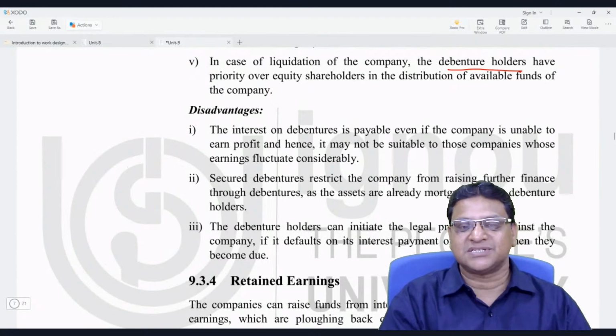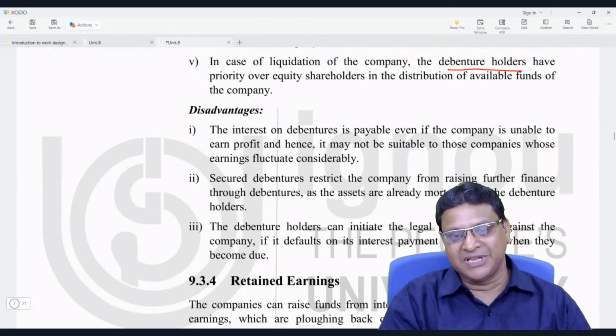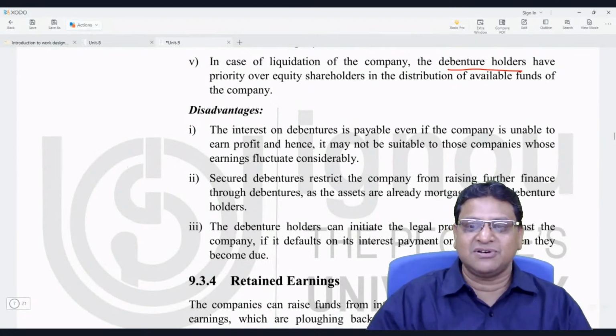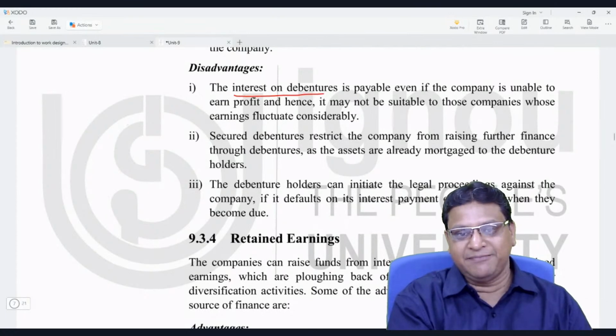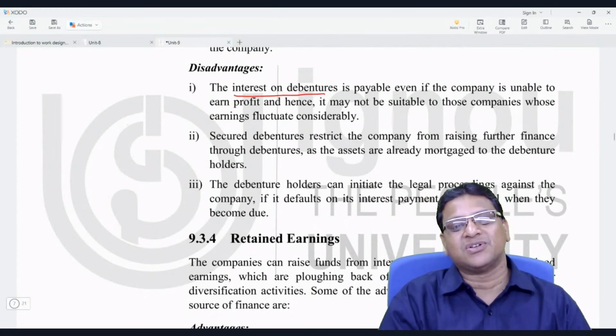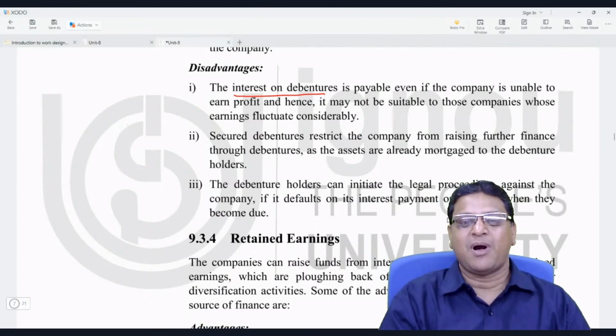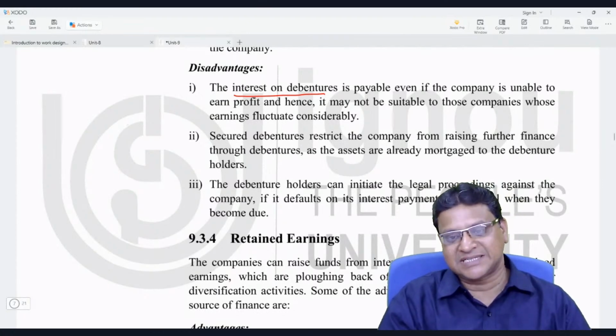Then disadvantages. What are the disadvantages of debentures? First, debenture interest is a permanent burden on the company. The company has to pay debenture interest though it does not earn any profit. Whether you earn profit or not, you have to pay debenture interest.